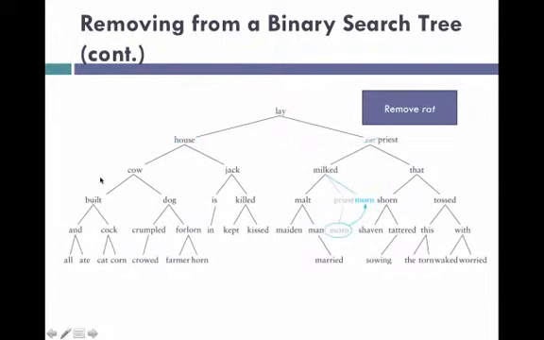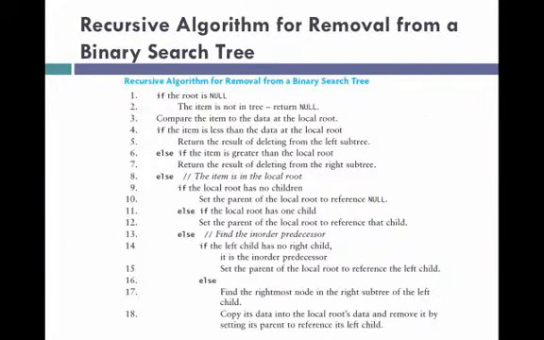Here's an example of removing "rat". So "rat" starts out occurring in this position. We have to find its largest in-order predecessor, and in this case that's going to be "priest". "Priest" has one left child, so "priest" is going to replace "rat", and then "mourn" will go and take its parent's location. Here's a recursive algorithm for removing from a binary search tree.